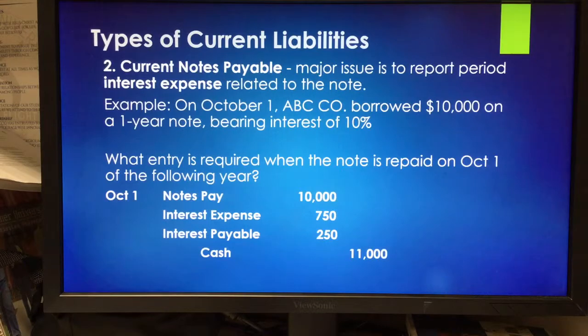And of course the interest expense, that is for the period from January 1 to October 1st. That is 9 months of interest, and you can figure that, of course, by 10,000 times 10% times 9/12. Those other 3 months were accrued in the prior year on that 1 year note. Total interest, by the way, is $1,000, and so the amount that we have to repay is $11,000.